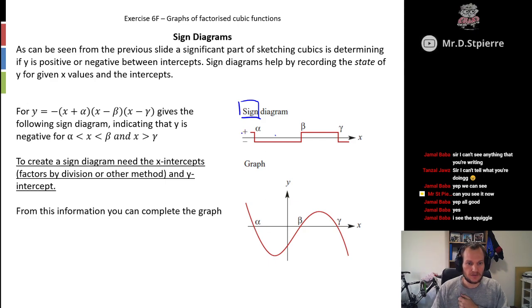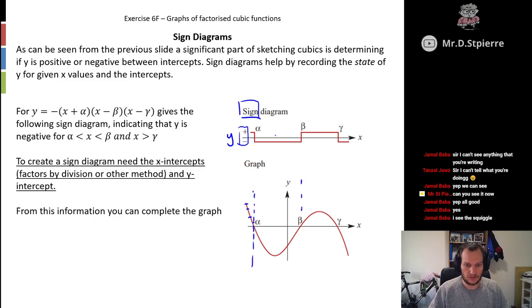The whole point of this is we have x going across horizontally, and then our vertical is our y. Is it positive or is it negative? It doesn't care if it's really positive or really negative, like is it +5 or +2 or +1? We're not sketching it at its different points. We just care, is it positive?